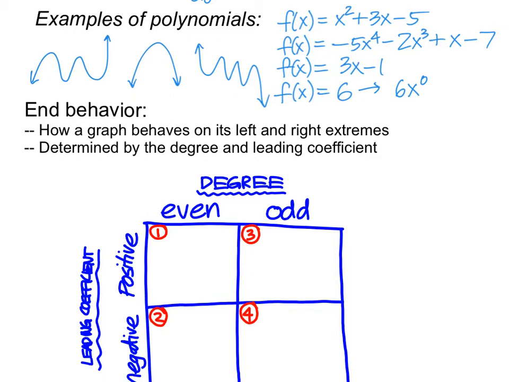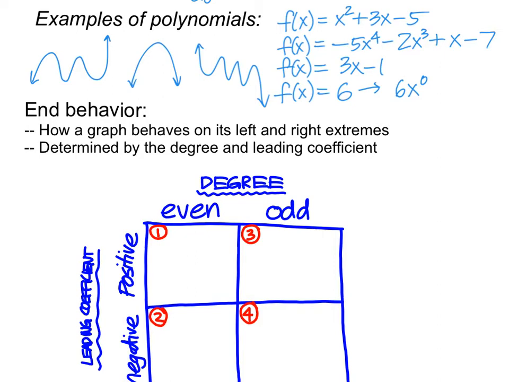Now let's examine these. On the far right extreme of this first one, the graph goes up. On the far left extreme, the graph goes down. Here, far left and far right both go down. Here, the far left extreme goes up and the far right extreme goes down.